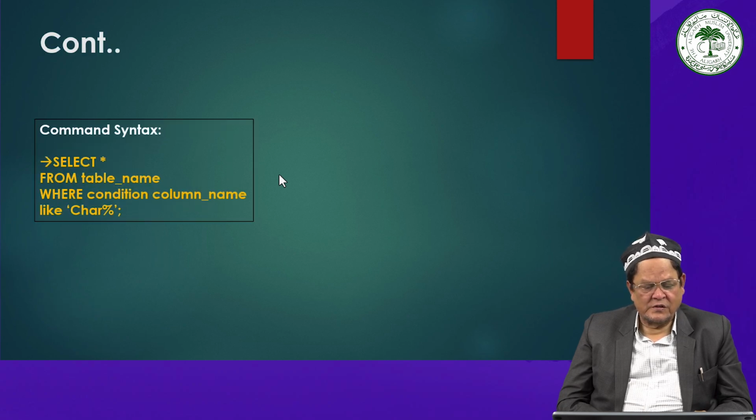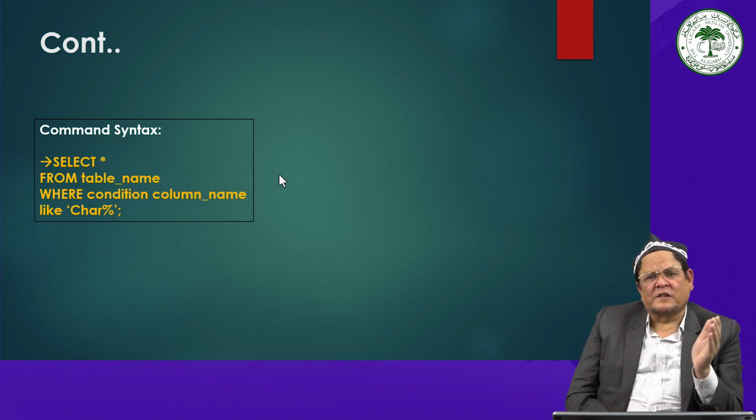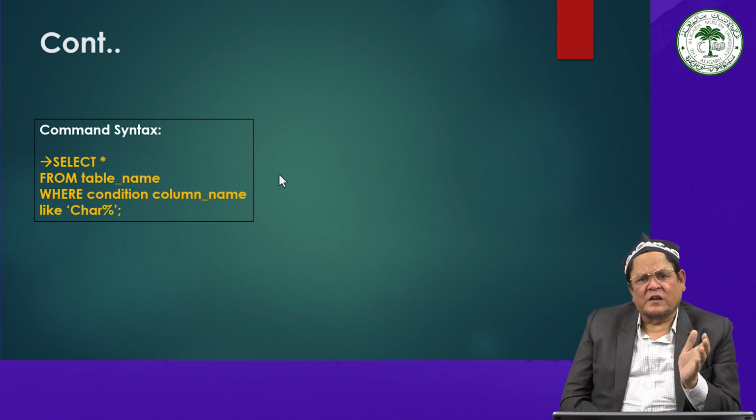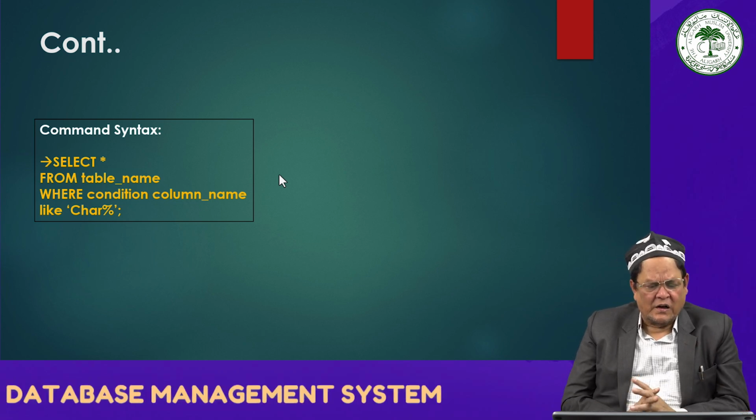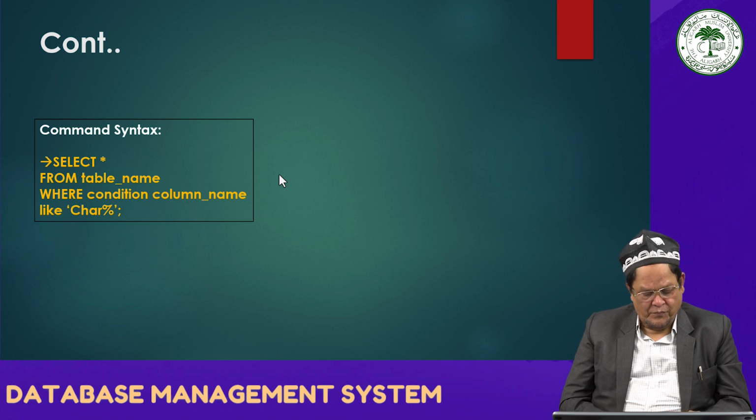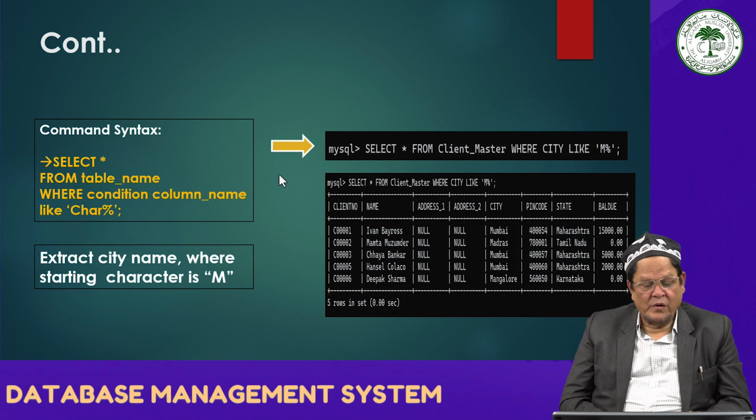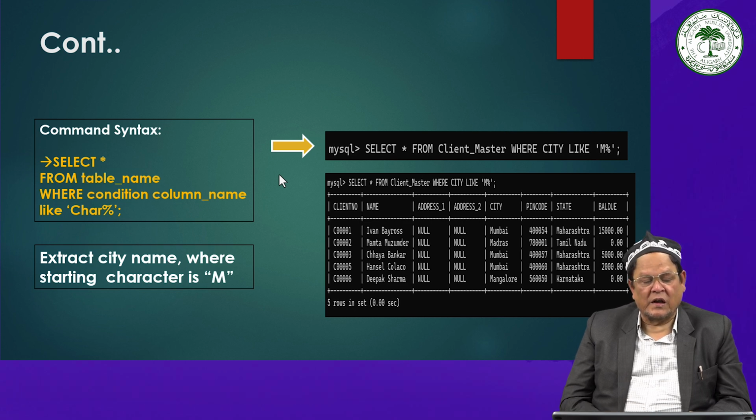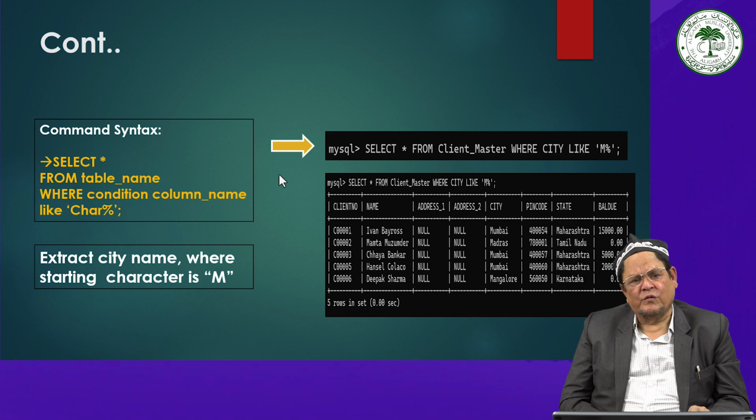Next, there is also another command for LIKE; there are different types. If you want the first character, second character, third character, whatever, one command is like this. You have to write SELECT * FROM table name WHERE column name LIKE 'character%', which extracts only the names starting with the character M. Suppose we give LIKE 'character%', not underscore.